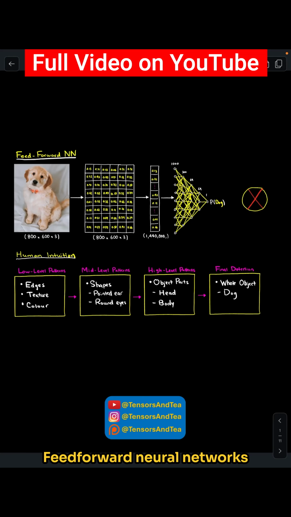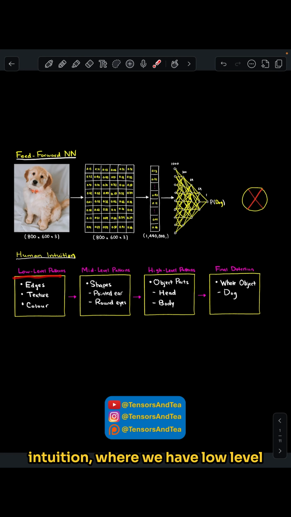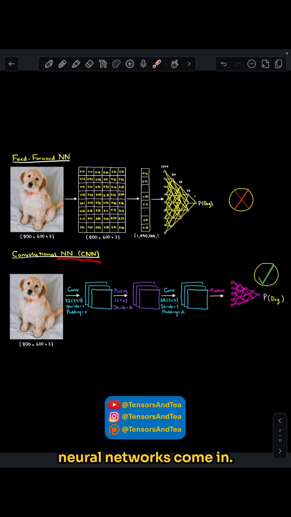We've seen thus far that feed-forward neural networks are not very good at doing image classification. What we want instead is something that is more similar to human intuition, where we have low-level patterns that are picked up, then mid-level patterns, high-level patterns, and then a final detection. And this is where convolutional neural networks come in.